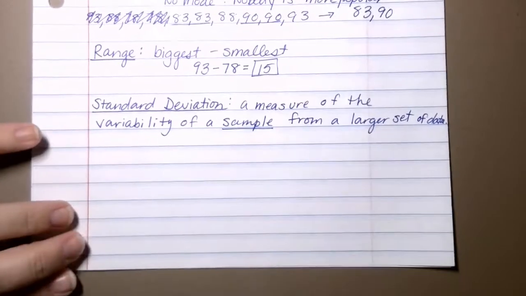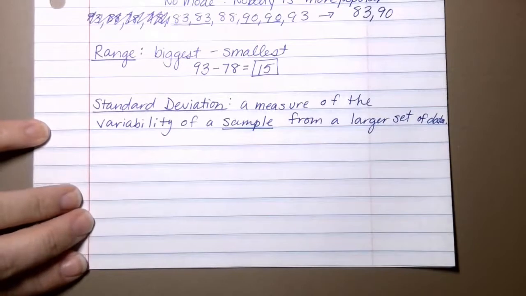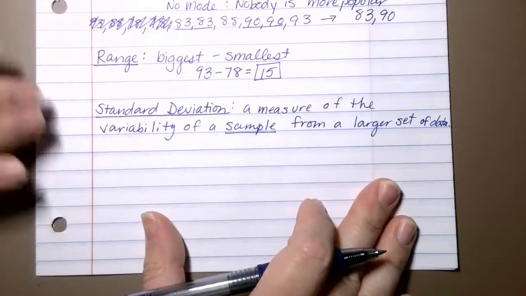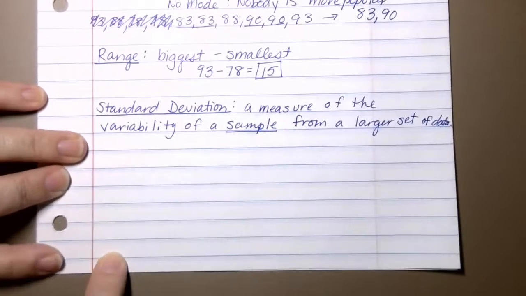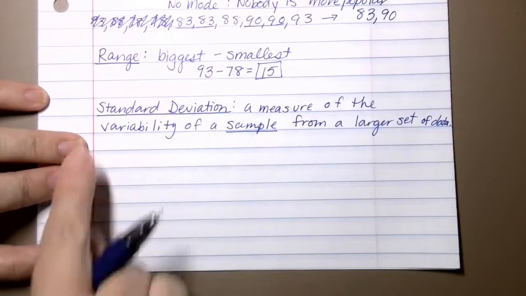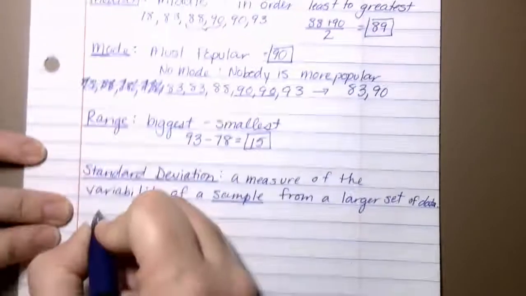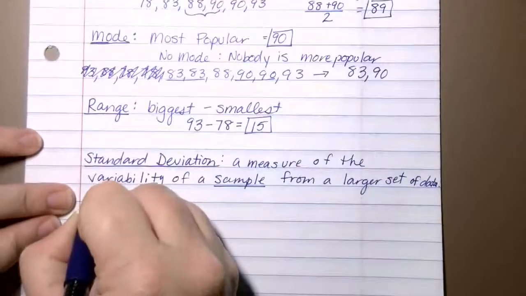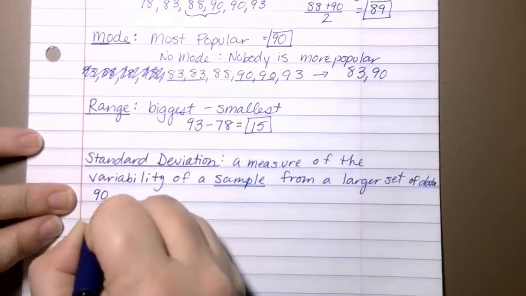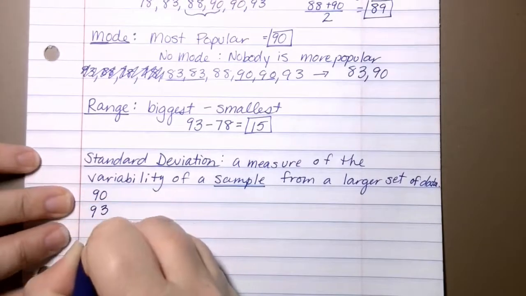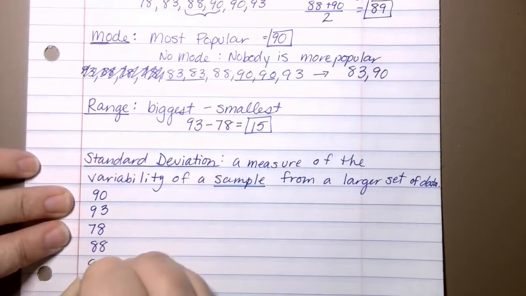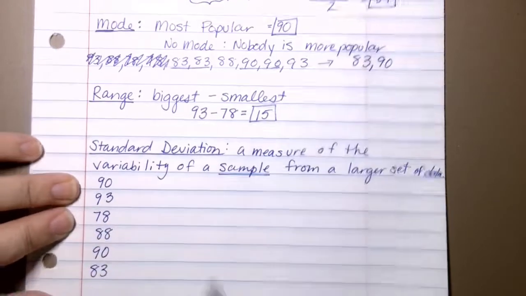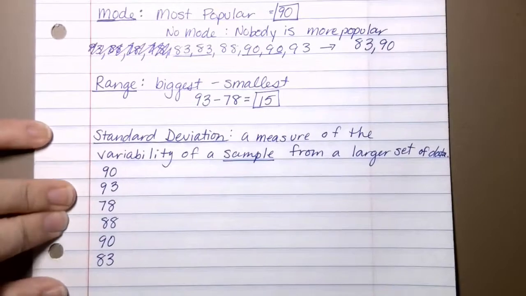Okay, so here's how you find your standard deviation. First thing I'm going to do, I'm going to write down all my numbers right here. Totally does not matter if you write them down in order or not, but I'm going to give each number a line. Okay, so let's see. I have 90, and then 93, 78, 88, 90, and 83. So far, so good?